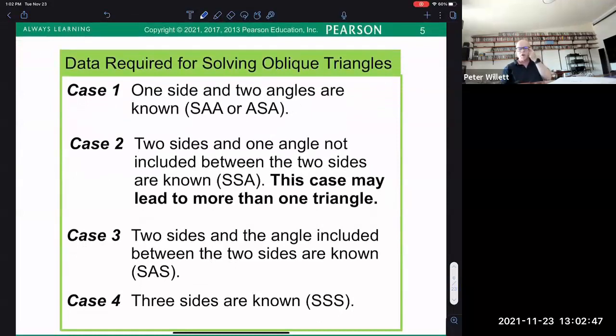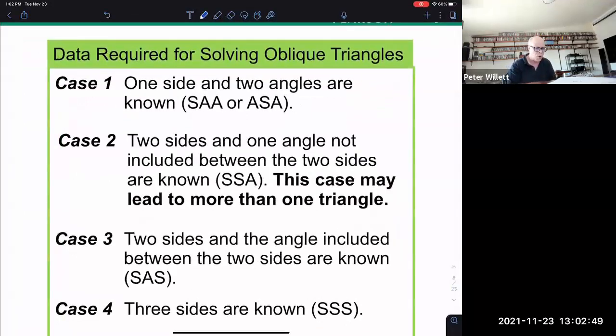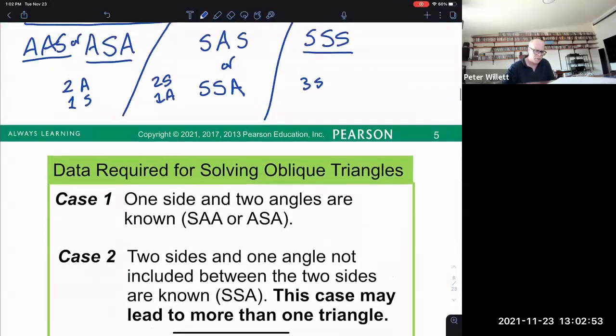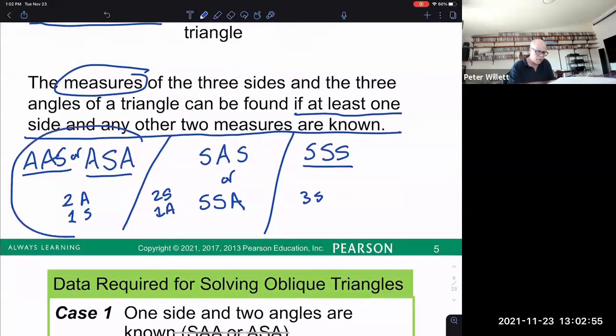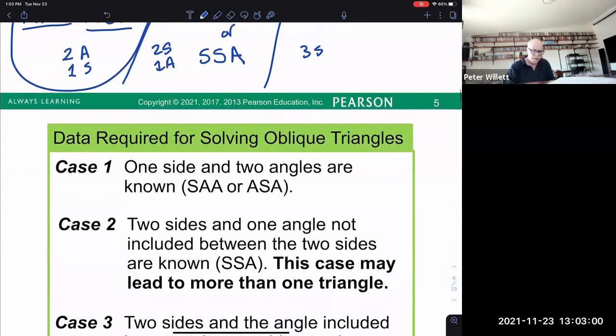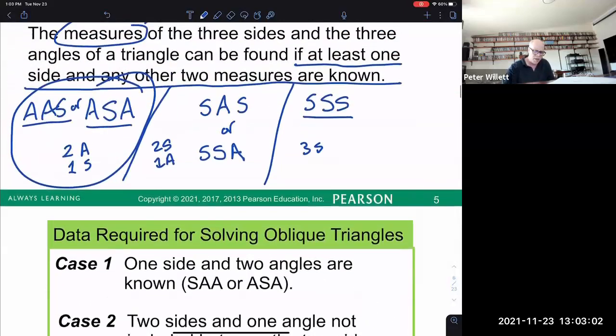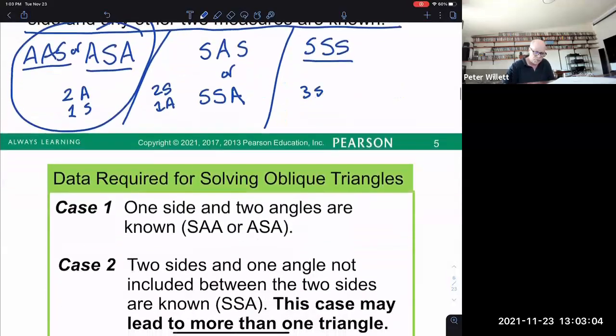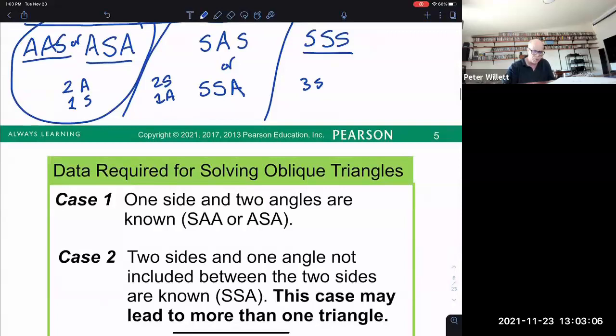Data required for solving oblique triangles. Case one: side and two angles. So that's what I was pointing out here. Two angles and one side, that's their case one. Case two: two sides and one angle, and specifically they say not included between the two sides.